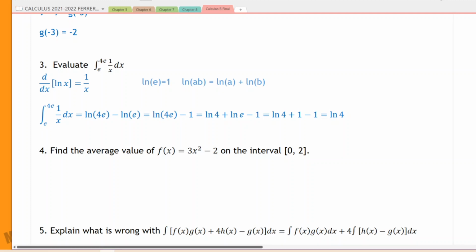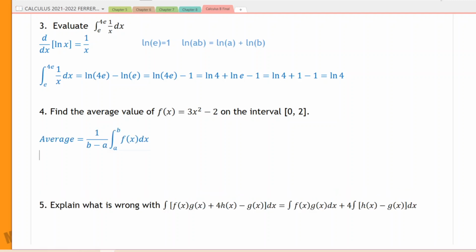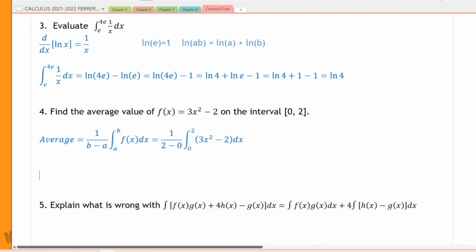Question 4 asks for the average value of f of x on the interval from 0 to 2. Let's get the average value formula. So we get the average is equal to 1 over b minus a multiplied by the integral from a to b of f of x dx. Let's substitute our values in here. We know that we're going from 0 to 2. We know that f of x is 3x squared minus 2. So we have ourselves a formula for the average value.